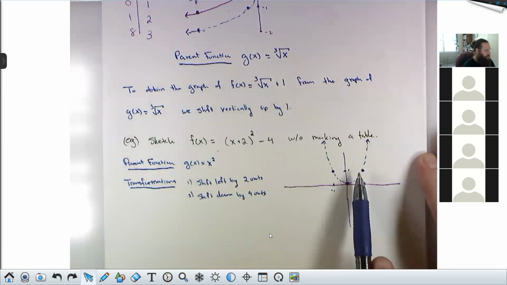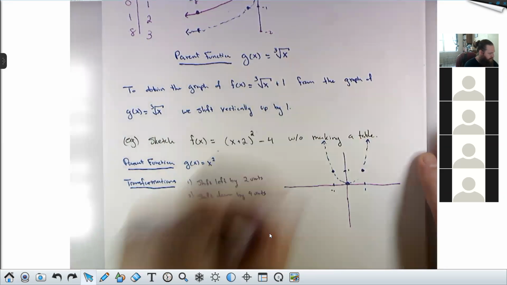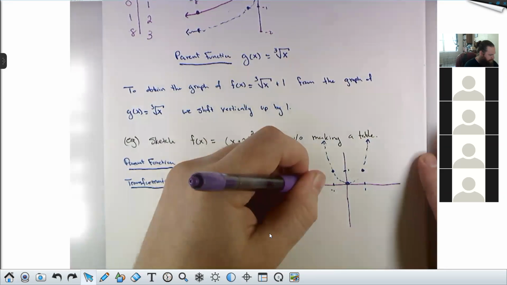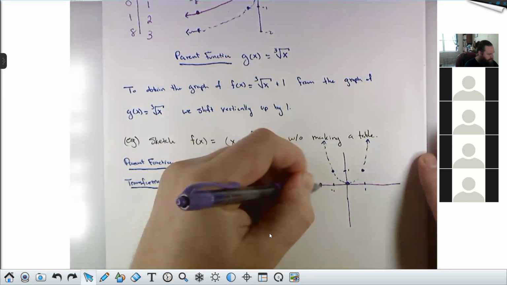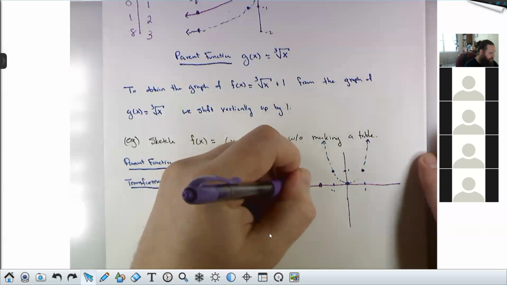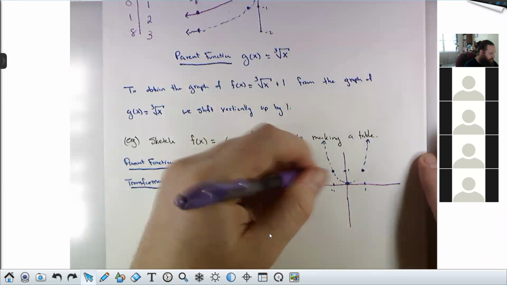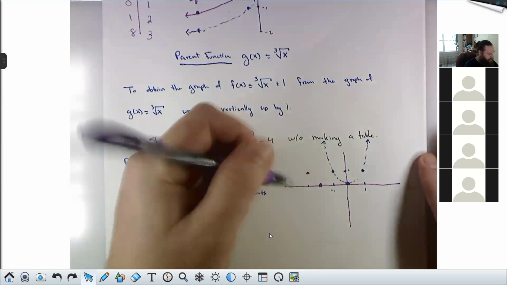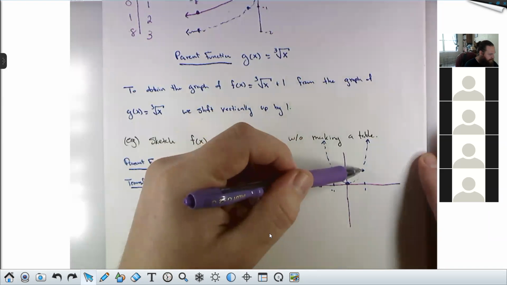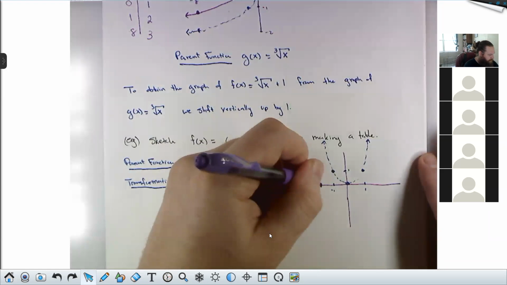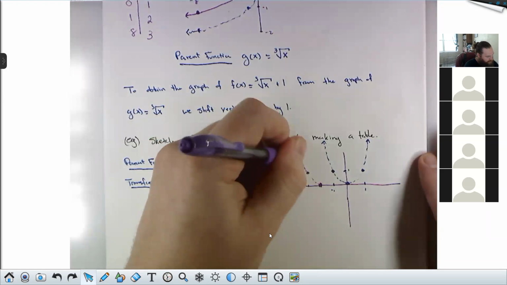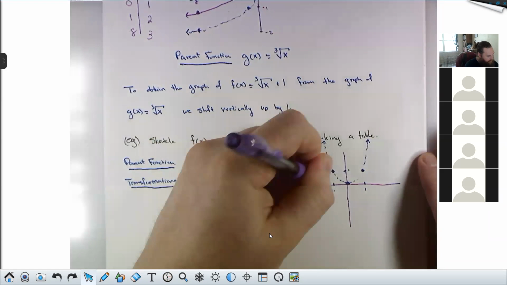So if I go left 2 units, let me do this one at a time. If I bring this left 1, 2, it lands here. If I bring this guy left 1, 2, it lands here. If I bring this guy left 1, 2, it lands here. So here's the first transformation, just the left shift.